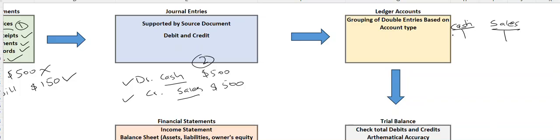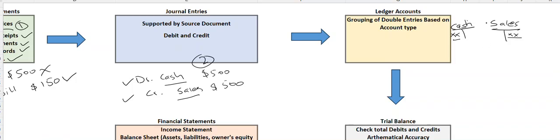So the cash here is being debited. So we are going to record it on the debit side, because the left side is the debit side of the T account and the right side is the credit side of the T account. So that cash is being debited, so we recorded it here. And sale, on the other hand, is being credited, so we record it on the credit side.